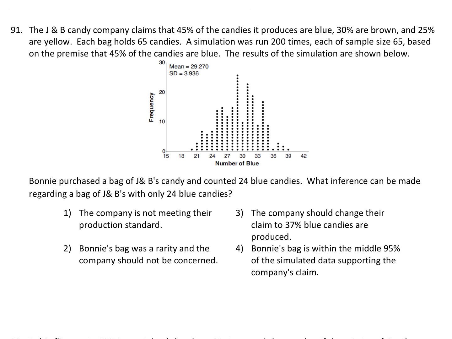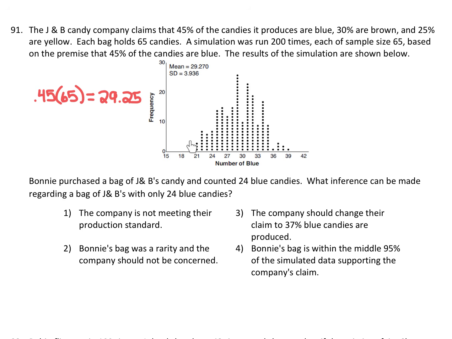All right, number 91 is multiple choice. So it says, the J&B Candy Company claims that 45% of the candies it produces are blue, 30% are brown, and 25% are yellow. Each bag holds 65 candies. A simulation was run 200 times, each of sample size 65, based on the premise that 45% of the candies are blue. Okay, so I just found 45% of 65 candies, and I got 29.25. So since they say 45% of the candies are blue, somewhere around 29.25 would be blue out of the 65 candies in the bag. Okay, it says the results of the simulation are shown below.